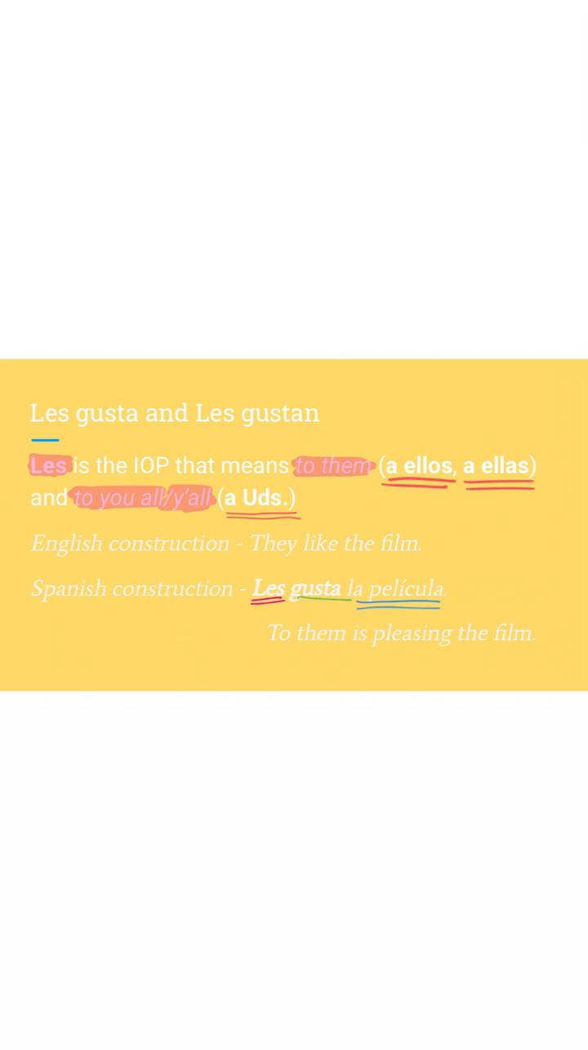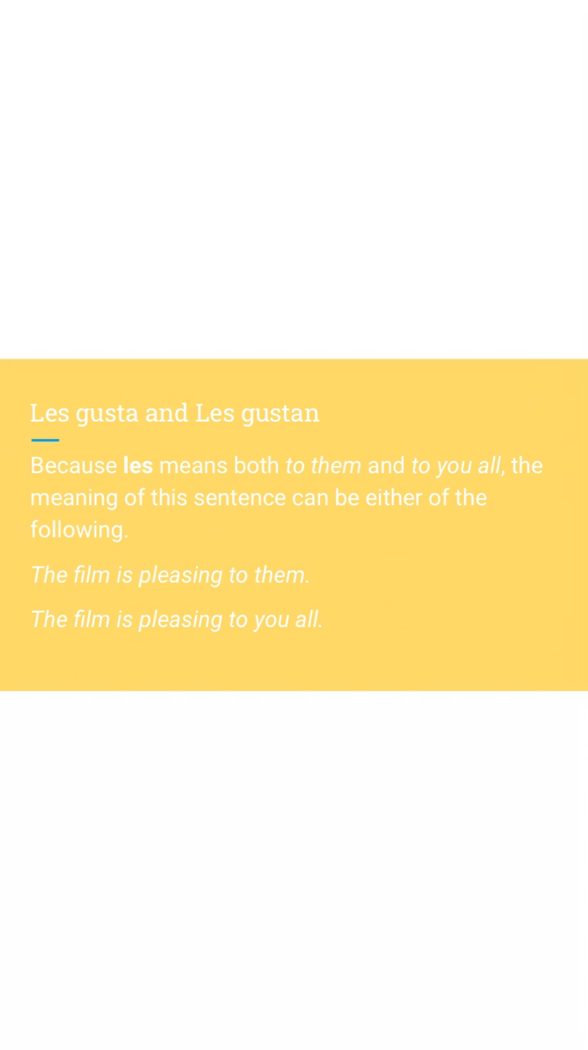However, let's take a closer look. So because les already means to them and to you all, the meaning of the sentence can be either the following. The film is pleasing to them, as we said, or again, the film is pleasing to you all.